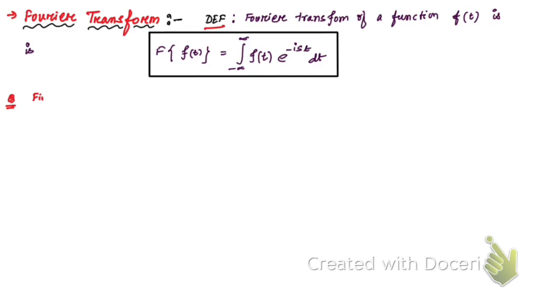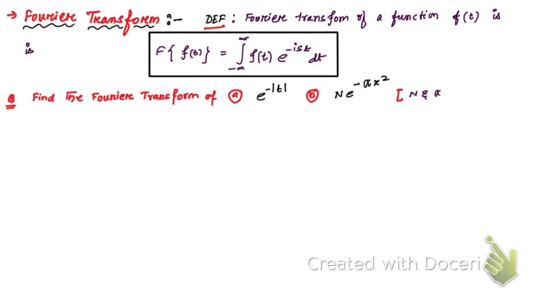Find the Fourier transformation of these two functions. The first one is e to the power minus mod t, and the next one is n into e to the power minus alpha x square, where n and alpha are constant terms. Okay, these are constants. So now let us solve one by one. First let us solve this one.